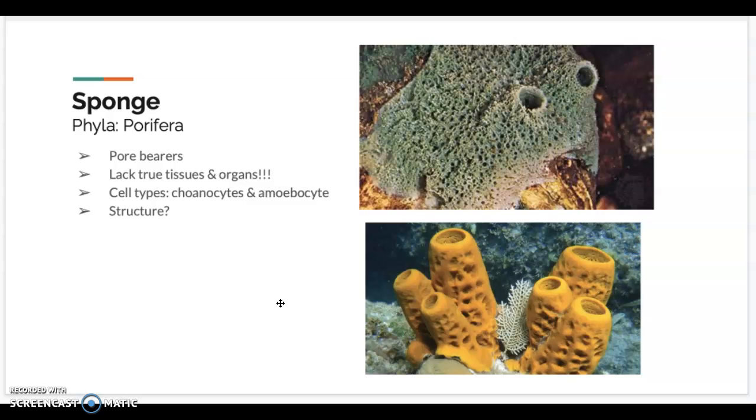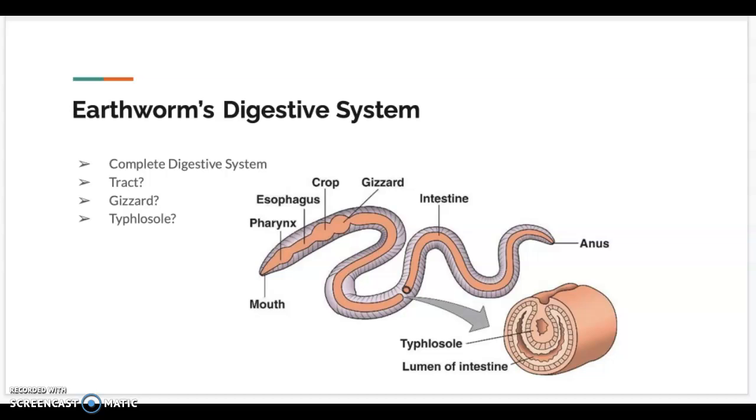And right here on the right, you can see the 2 pictures of the sponges, and you can really see the tiny holes that completely cover the organism, and those are the ostia, or the pores. So now we start with the actual digestive systems of the organisms, and right here we have the digestive system of an earthworm. Earthworms have what you call a complete digestive system, meaning they have 2 openings, a mouth on the anterior side and an anus at the posterior.